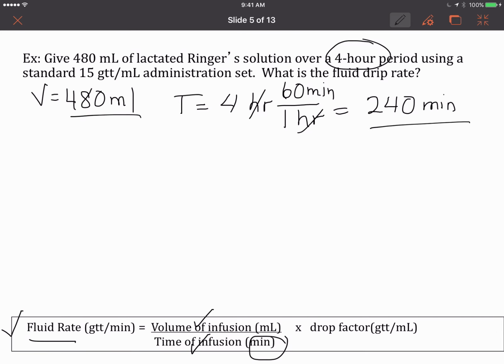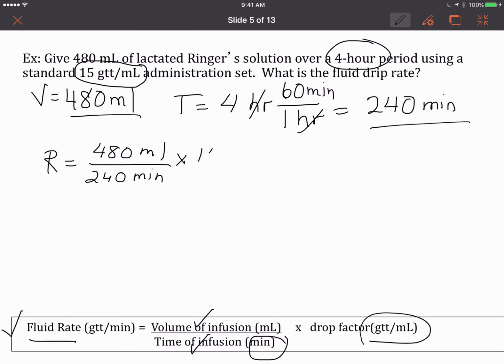So that's our time. And the third factor down here is the drop factor, which is given in the problem. We're using a standard 15 drop per mil administration set. So now it's a matter of plugging in the values. So our fluid drip rate, which I'm going to write as R, equals the volume of infusion, which is 480 mils, divided by the time of infusion, which is 240 minutes, multiplied times the drop factor, which is 15 drops per mil. I can look at this real fast and say, oh, I'll be able to cross out mils, and I can see that my units are going to be in drops per minute.